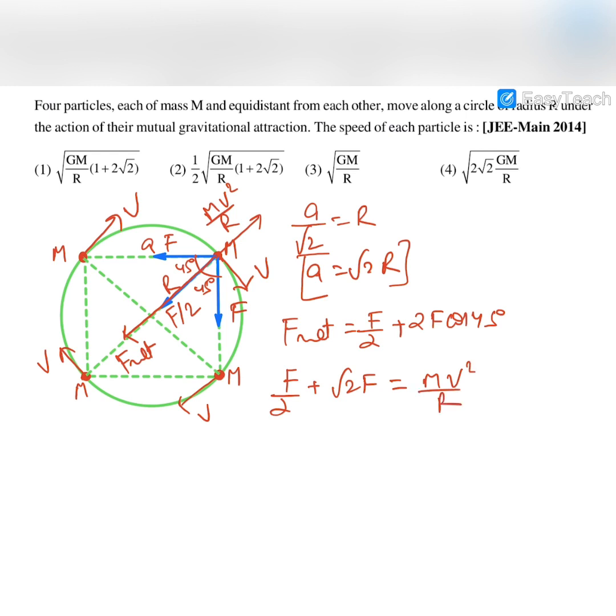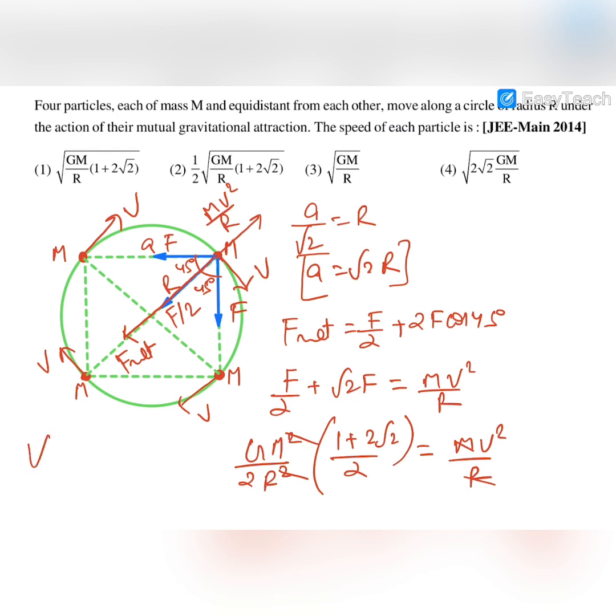So F is common, and F is G m square by a square. Since a is root 2 r, it is 2 r square, and here it would be (1 plus 2 root 2) by 2, and this is equal to m v square by r. Cancelling r with r and m with m, you can see that v will be equal to 1 by 2 under root of G m by r into (1 plus 2 root 2). So the correct answer will be option 2. Now we move on to the next question.